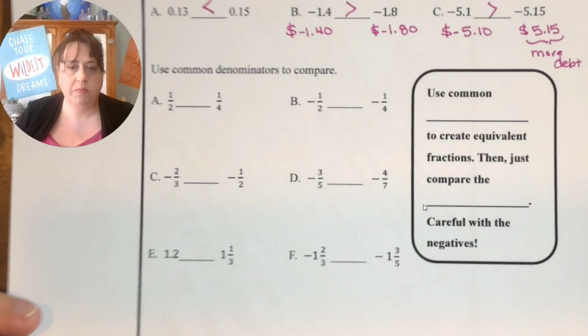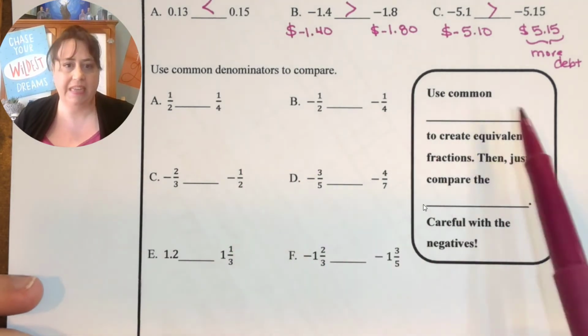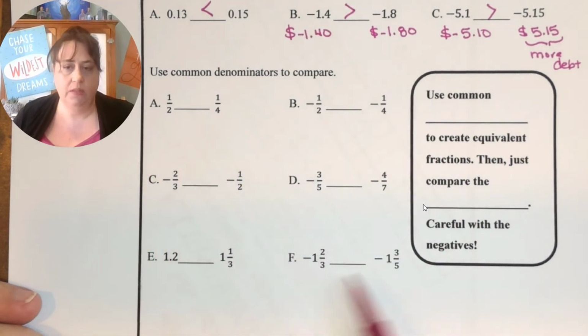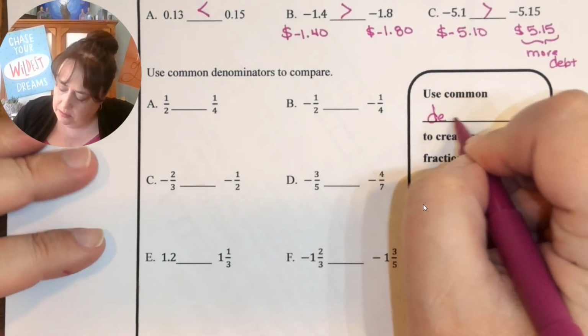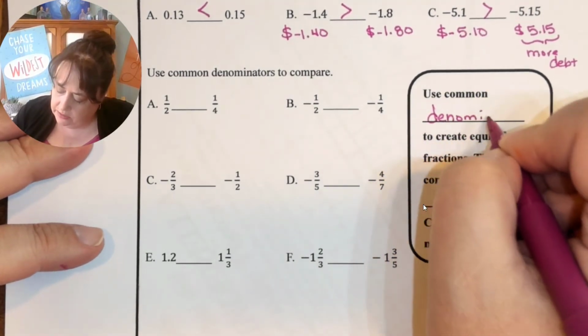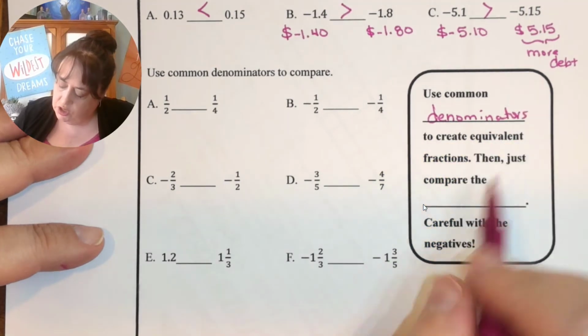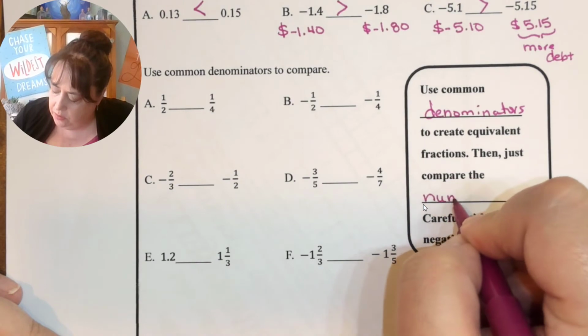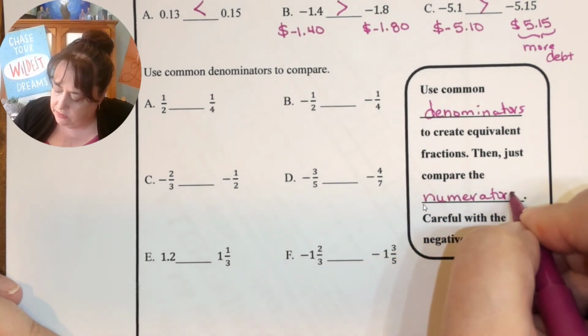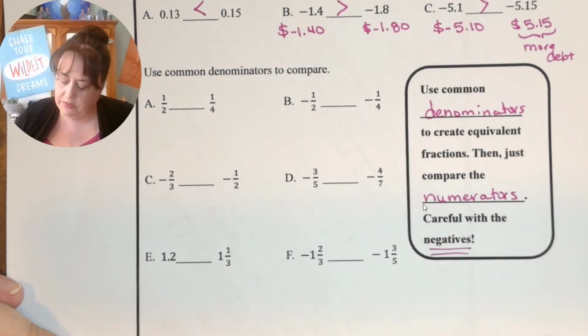Okay, when we have problems like these, we need to look at common denominators to make this make sense. Some of us can do these in our heads, but not always. So use common denominators to create equivalent fractions. Then just compare the numerators. Be careful with the negatives.